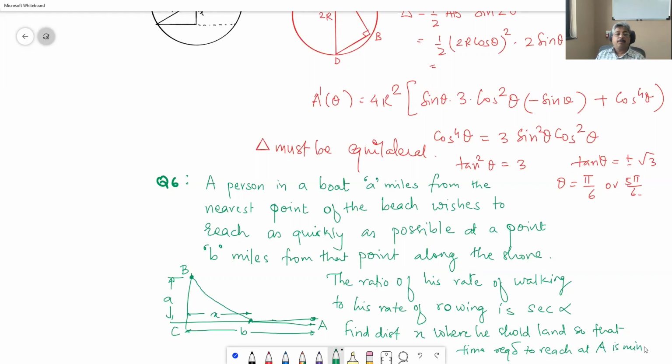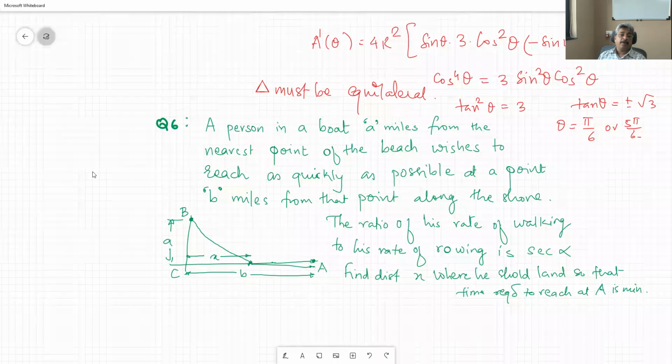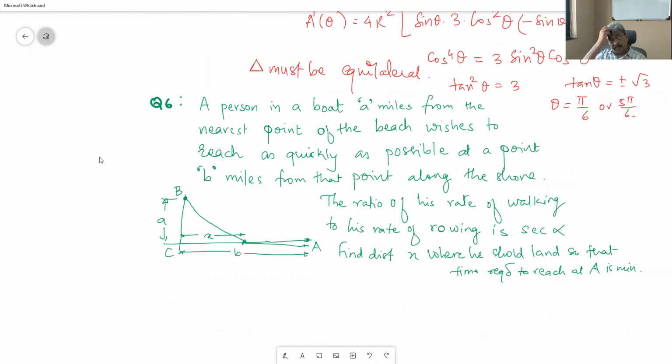Now the problem statement is like this. Now you figure out how to go about it. It is not going to be a curve. It will be a straight line from here to here. It is a stationary motor. Now here to here he will row, and then he will go running or walking. And the rate of walking to his rate of rowing is sec alpha.